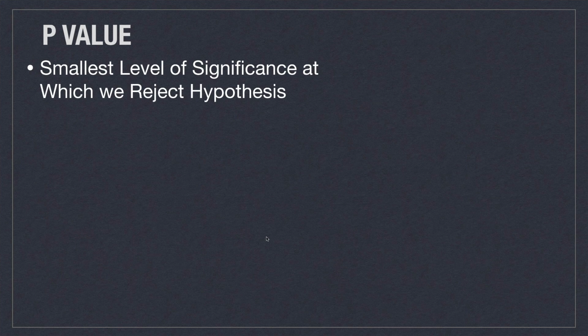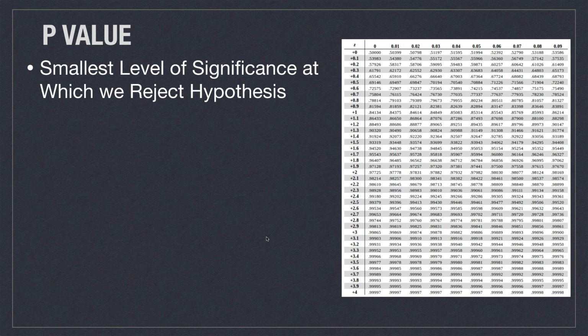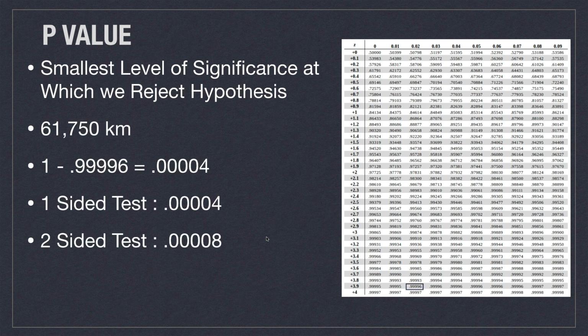Now, this brings us to our p-value. The p-value is going to be the smallest level of significance at which we can reject the null hypothesis. In our example, we found a z-score of 8.99, which isn't even on our chart. So let's say instead that the null hypothesis was that the brake pads would last for 61,750 kilometers. That would mean the hypothesis would be correct at 1 minus 0.99996, or 0.0004 in regards to significance.